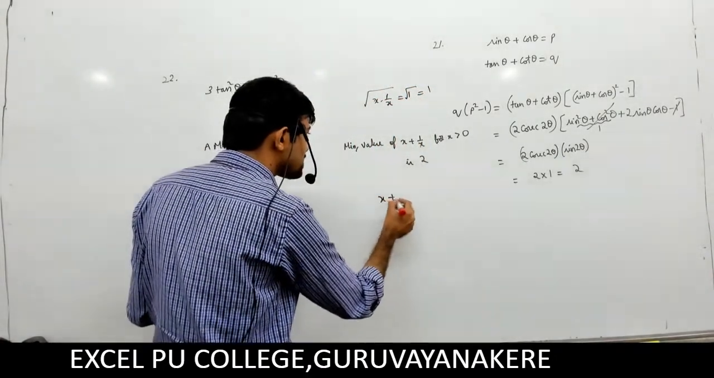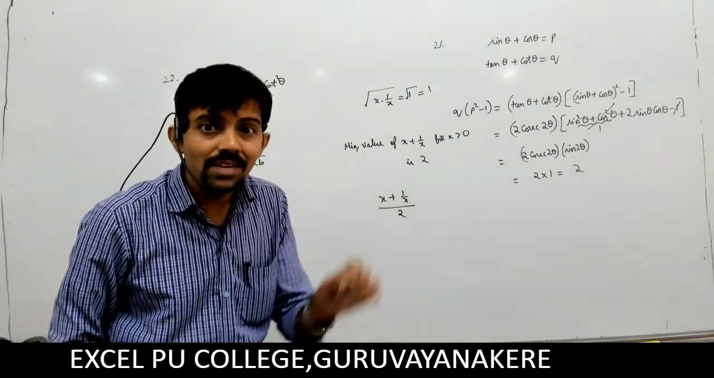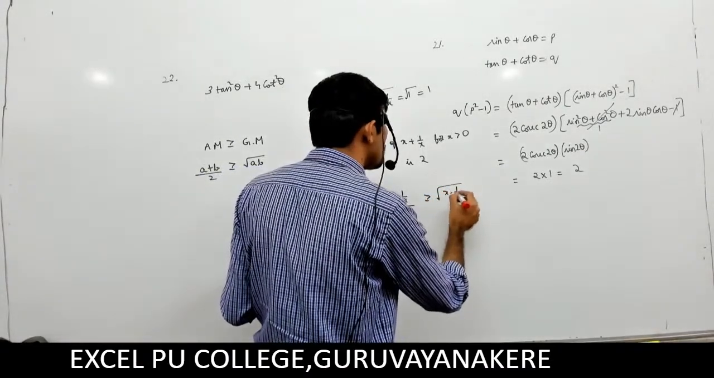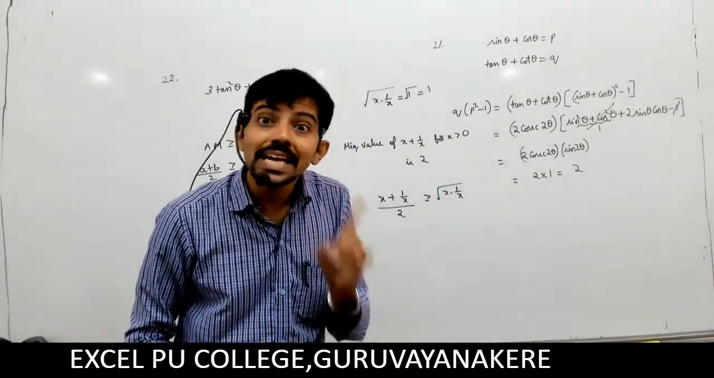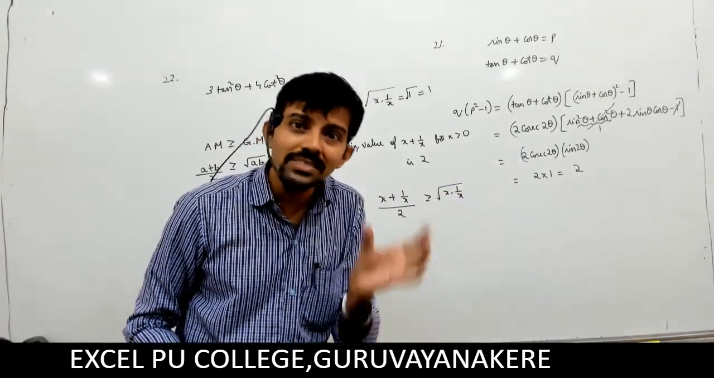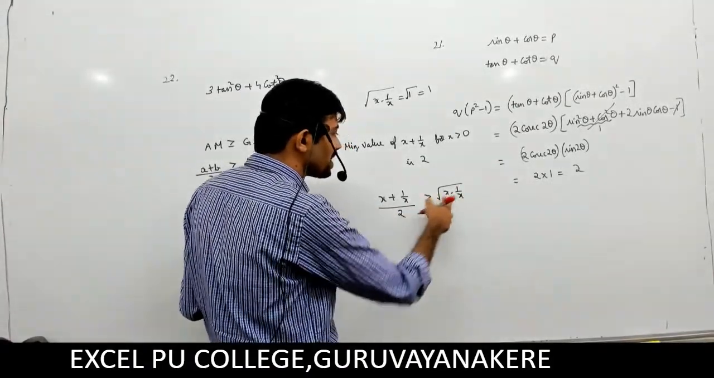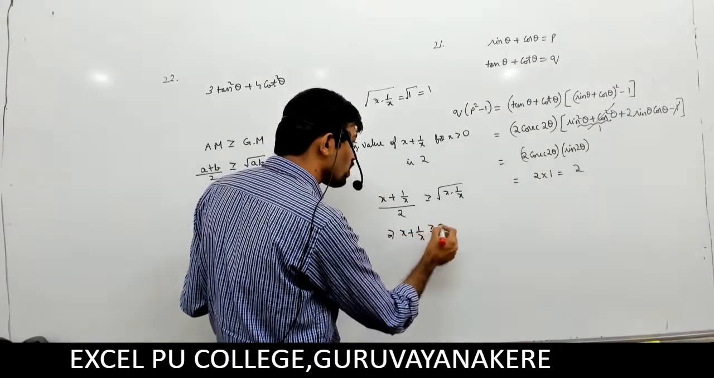So (x plus 1 by x) divided by 2, this is the arithmetic mean of x and 1 by x, is greater than or equal to root of x into 1 by x. That is 1. So geometric mean becomes independent of variable. That means it is constant. So cross multiply, we get x plus 1 by x is greater than or equal to 2.